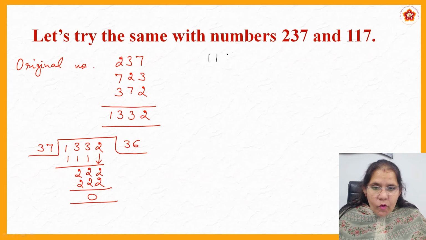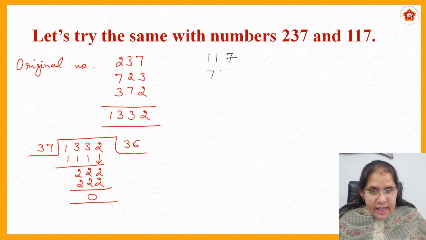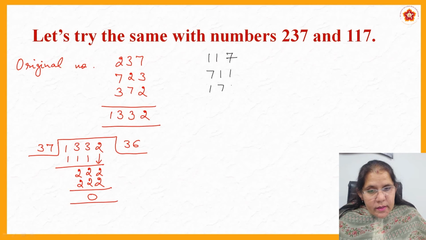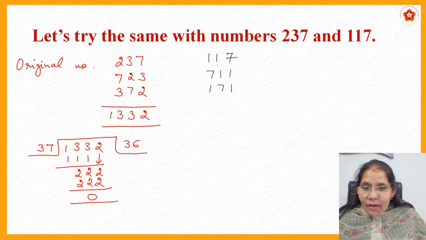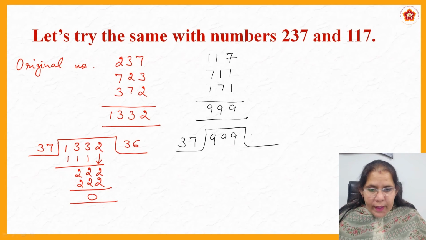Now let's see for number 117. As I said, take the last digit. Last digit is 7. Other two will be copied as it is. Again, take the last digit, which is 1, and 7 and 1 will be copied as it is. You can check in each row and column, are we having two 1s and one 7? Yes, we are having that. Add them up. This will be 9, 9 and 9. So if we have 999 and we divide by 37, what do we get?